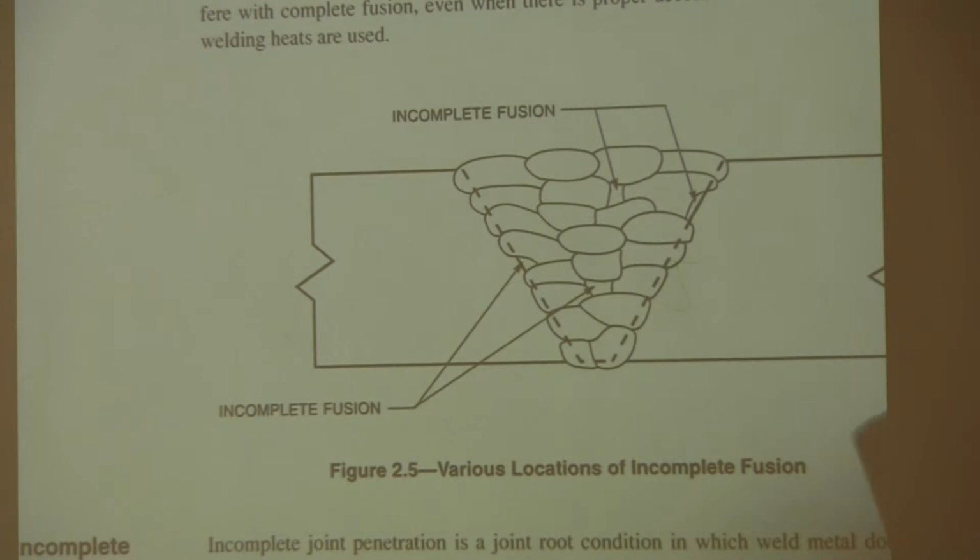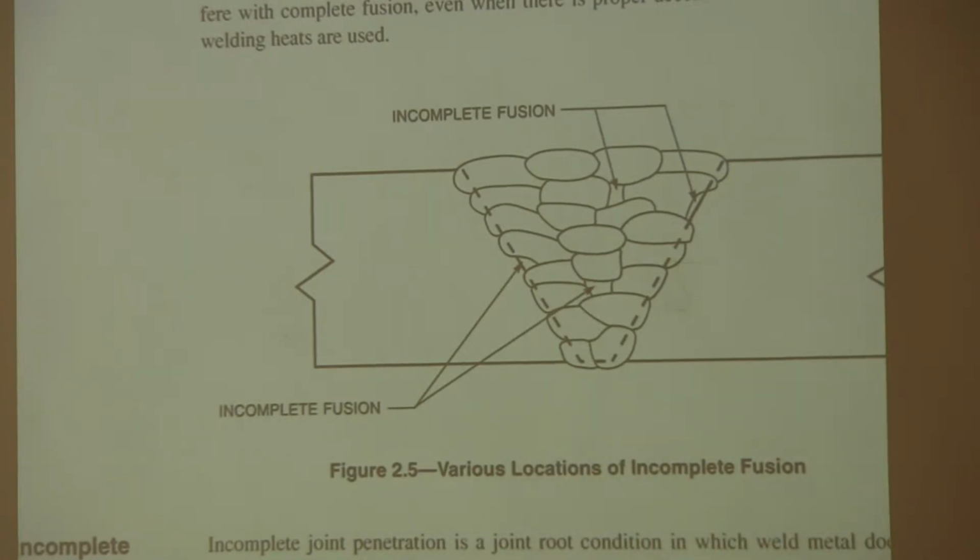Also talked a little bit about incomplete fusion. So if you were making this V-groove weld, you were filling it up with a bunch of weld passes. These are all individual weld passes. Incomplete fusion is when you've got a little region on the side here where the metal didn't fuse, the weld metal didn't fuse to the base metal.